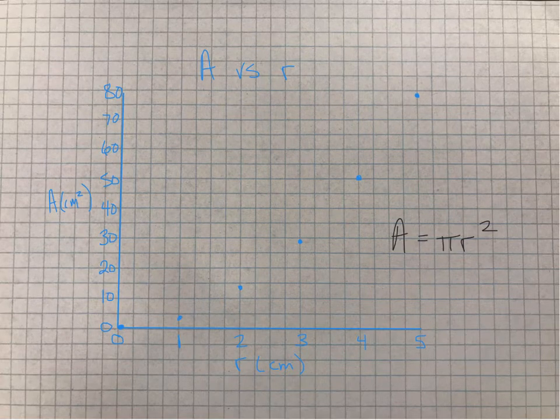If I want to linearize my data, what I actually need to do is graph the area still on the y-axis, but my radius squared on the x-axis. And when I do that, I should get a straight line, and the ideal value of the slope of that line is pi. So let's see how that works out for us.